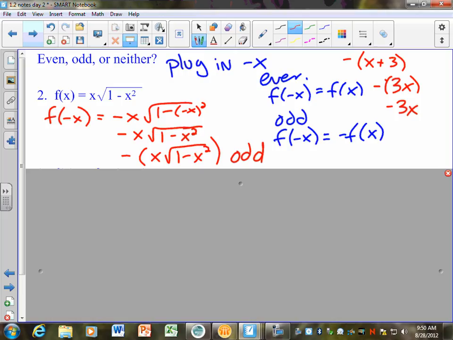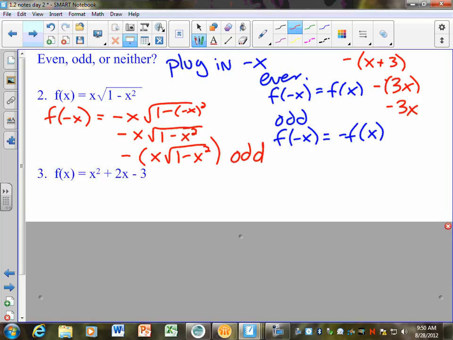Even and odd are going to come into play a lot more later when we deal with trig functions and graphing trig functions. Okay, that one was kind of a hard one. We started with the hardest one. It'll get easier from here. So try this one before I just do it for you. Plug in negative x and see if you get back the same thing, the exact opposite thing, or somewhere in between.